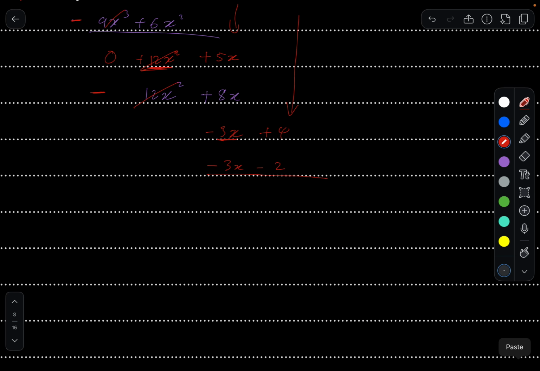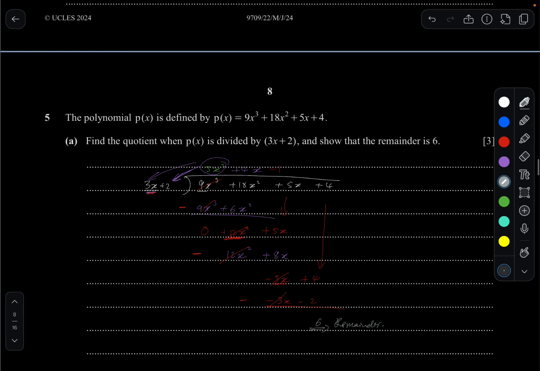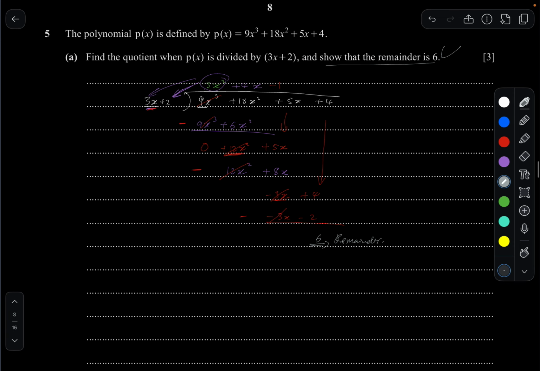When you do minus them, what's going to happen is that these guys are going to cancel out, which is great. We want that. And then this one is going to be plus 6. So you're going to be left with 6 there. So that's your remainder. If you go here, they show that the remainder is 6. You have done it. Great.